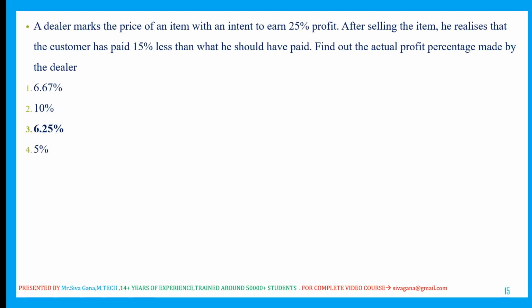A dealer marks the price of an item with an intent of 25% profit. After selling the item, he realizes that the customer has paid 15% less. Less than what? 15% less than what he should have paid. Find out the actual profit percentage made by the dealer.